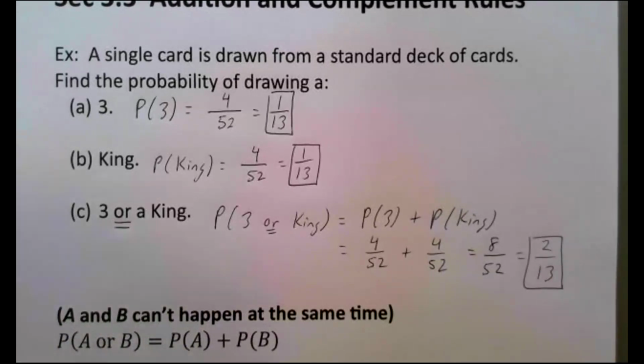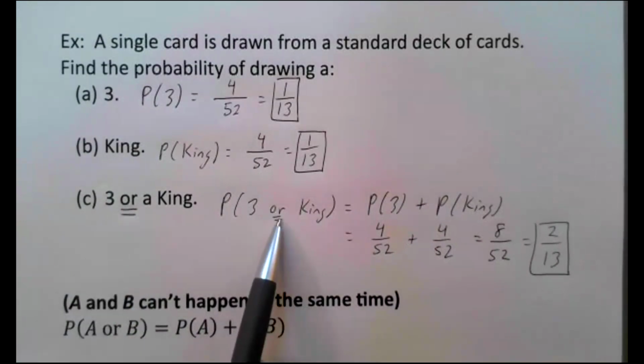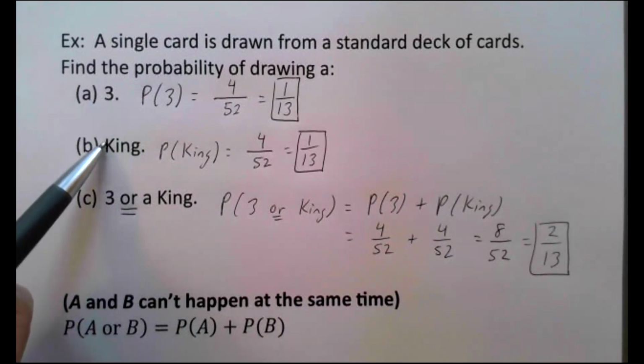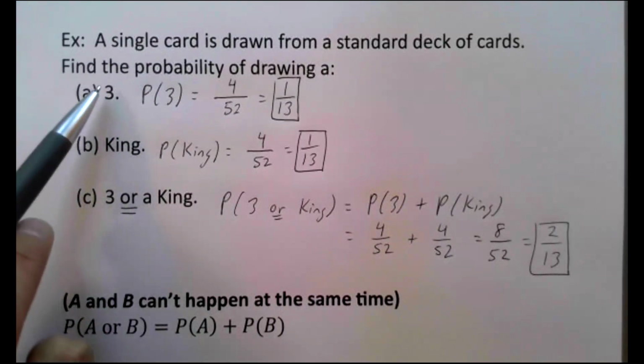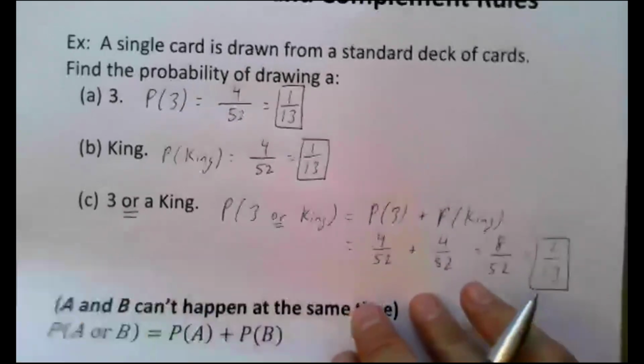So I think it's a fairly straightforward problem when you're doing these OR problems, when these two things could not happen at the same time, when it's impossible to have a card that's both a 3 and a king at the same time. I think those are the easier problems because the formula just looks like that. However, if they could possibly happen at the same time, it's a little more difficult, and that's what we're going to see on our next example.